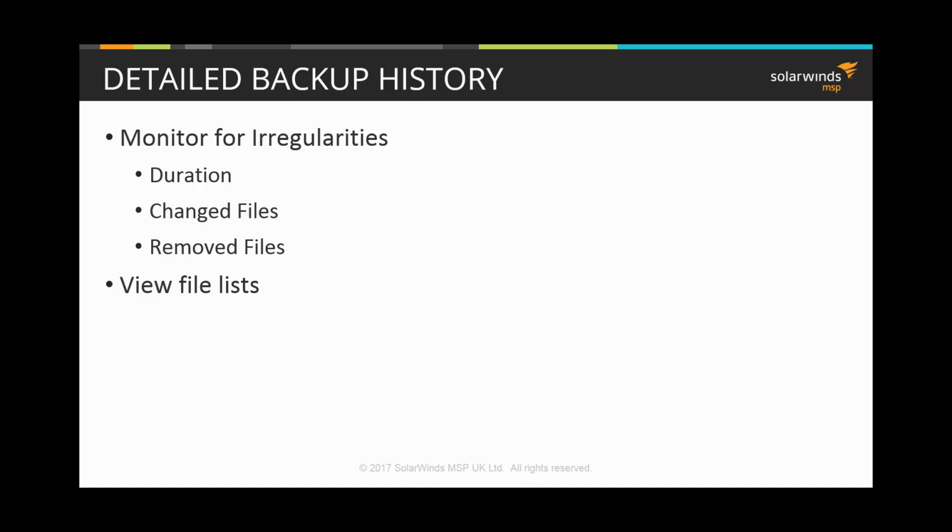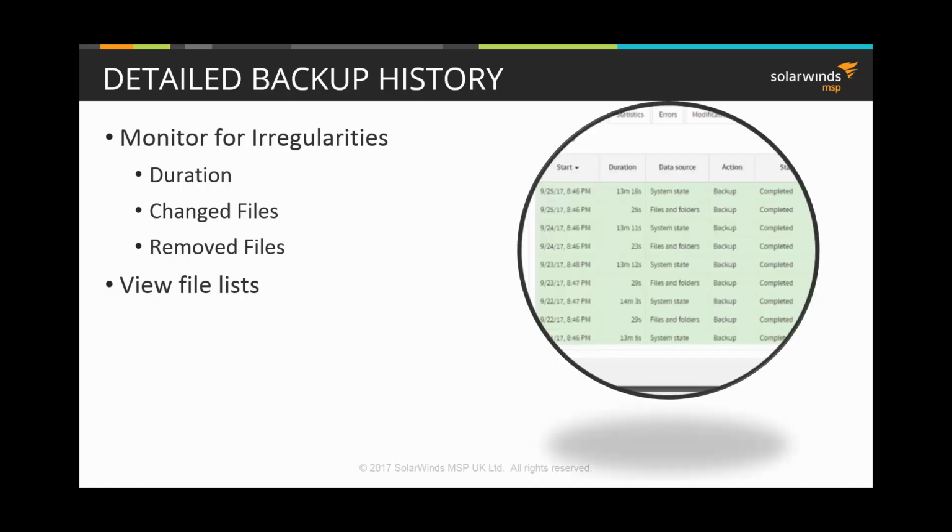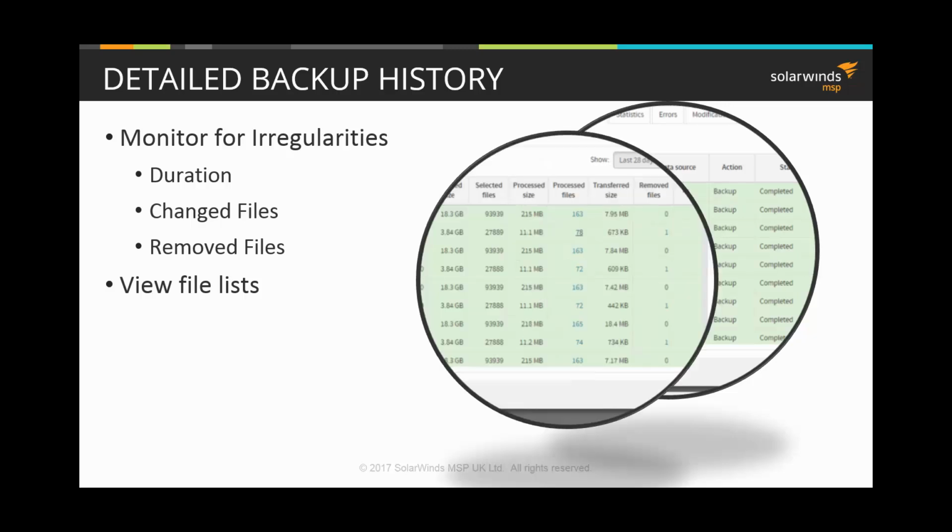Now, if you have the time, the detailed backup history is a great component of the management console. It contains a wealth of detailed information. You can use it to monitor for irregularities and fine-tune your backups. It is a way to easily identify underperforming systems, to see spikes in your backup durations, to look at the number of changed or removed files, or look for significant increases or decreases in selected or transferred size.